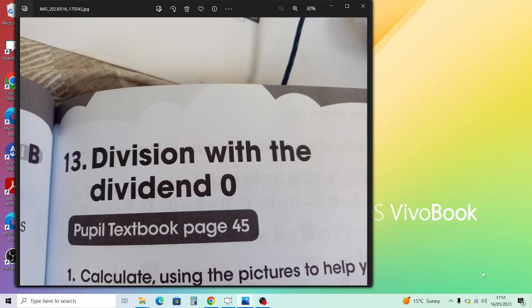Question 4, one factor is 7. What's the other factor? It is 10. Remember, factors are two numbers multiplied together to give you a product. So this will be 7 times 10. And what else? How many tens are there in 30? So there are 3 tens in 30.